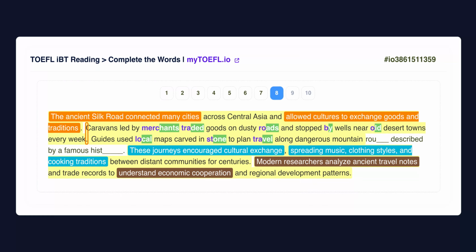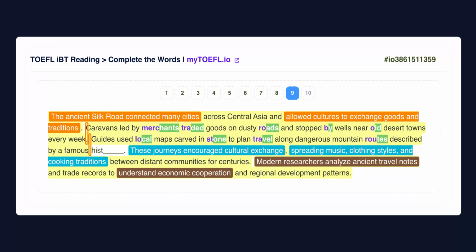Look for a word that means a path or way. Guides used local maps carved in stone to plan travel along dangerous mountain routes, described by a famous. We are given the letters R, O, and U, and we need to fill in 3 blanks to complete the word. We are looking for a noun that follows dangerous mountain. It refers to the specific ways or paths taken. The word starting with ru is routes.